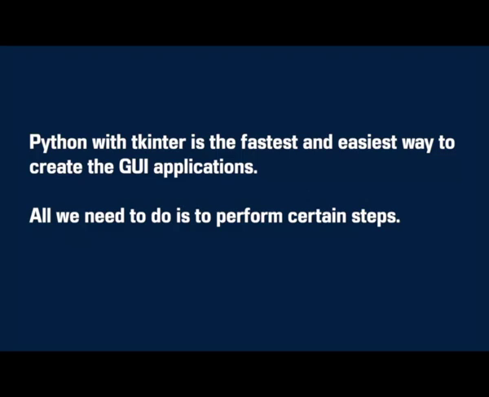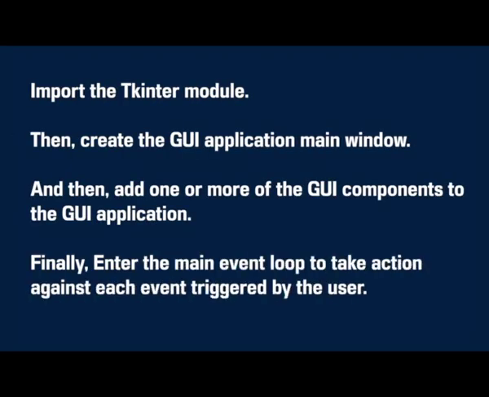All we need to do is to perform certain steps. First, import the tkinter module. Then, create the GUI application main window and then add one or more of the GUI components to the GUI application. Finally, enter the main event loop to take action against each event triggered by the user. Okay, let us now write a code snippet in Python that demonstrates these steps.